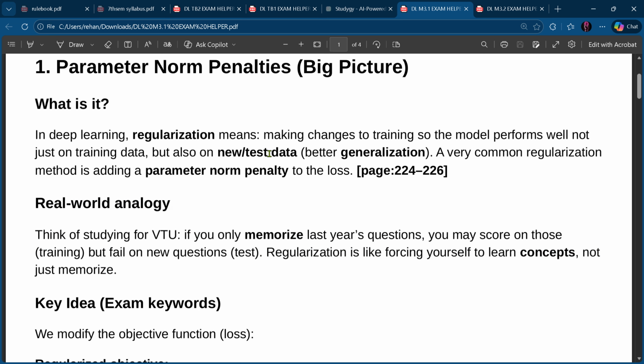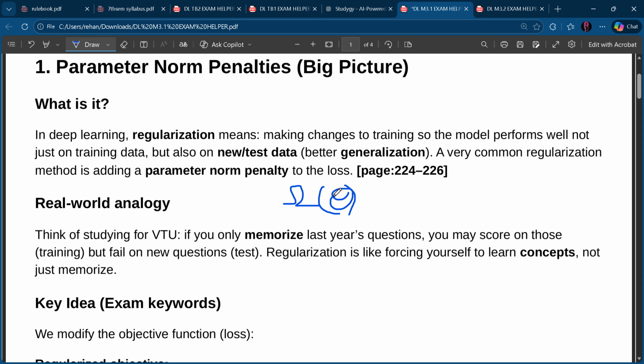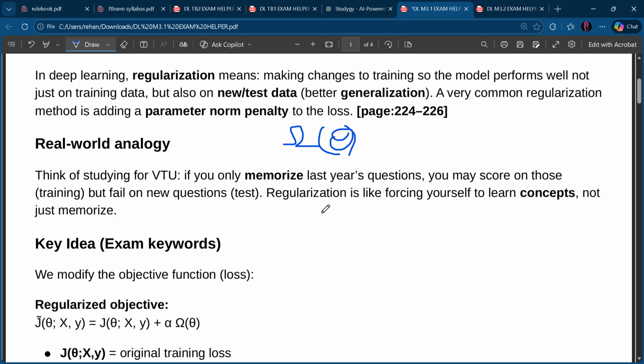So here, it makes sense of the actual data, so that the model performs well not just on training but also on new or test data. A very common regularization method is adding a parameter norm penalty. This is a general thing. We are not talking about this yet. So now we are talking about this, where we add a parameter norm penalty, that is nothing but Ω(θ).